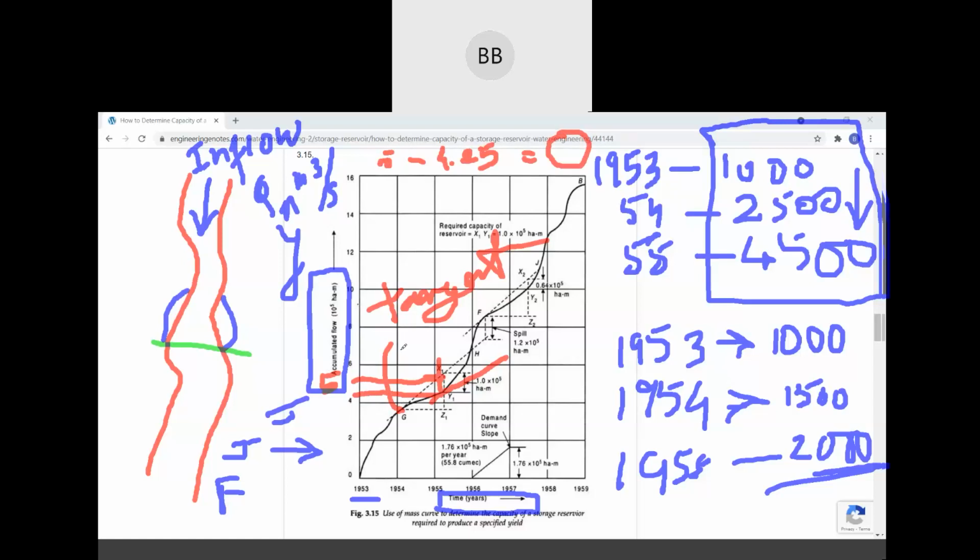Okay, so you can take any points, any peak point and a consecutive dry point, or you can take here also. Suppose this is your peak point and this is your dry point, you use the same process, you will find more or less the same value.